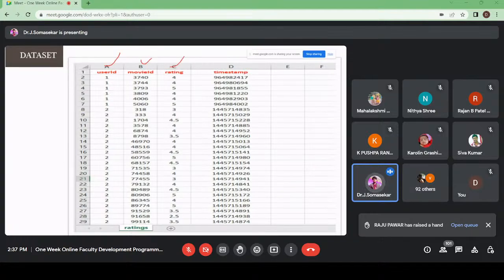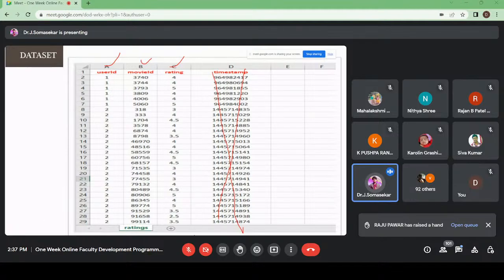Movie name, rating given by the customer, and timestamp. The timestamp is not required, because when they gave the rating to the movie is not required while making an algorithm for recommendation. So mainly we are looking for user ID, I'm assuming username, and movie ID or movie name, and rating.